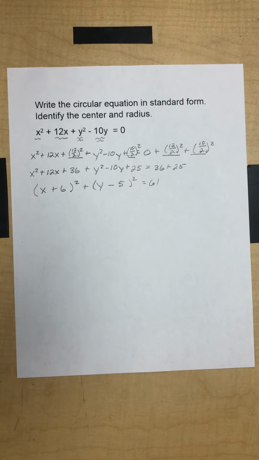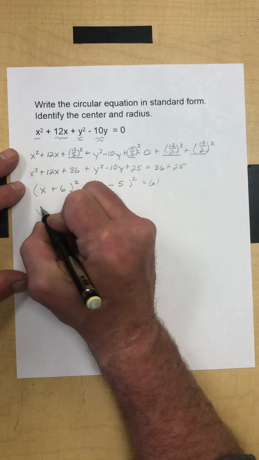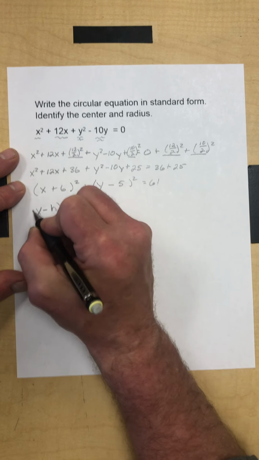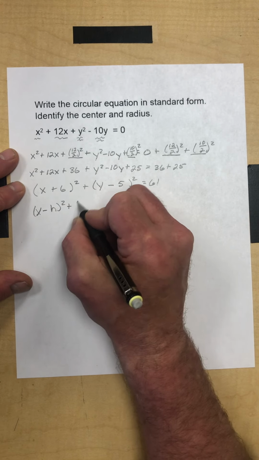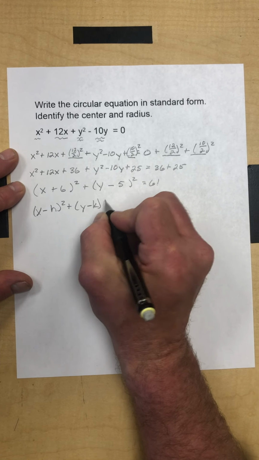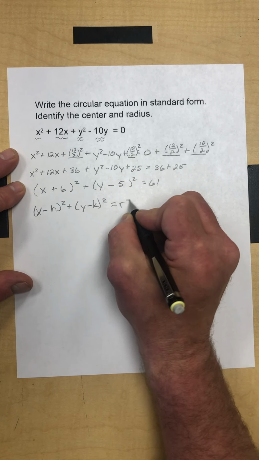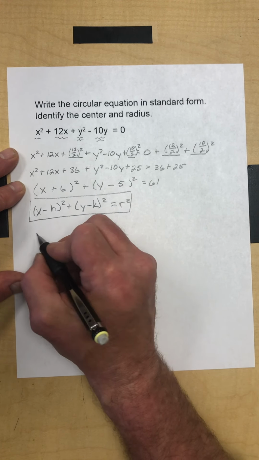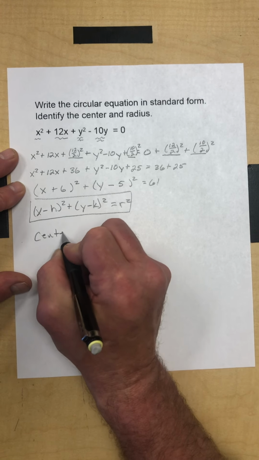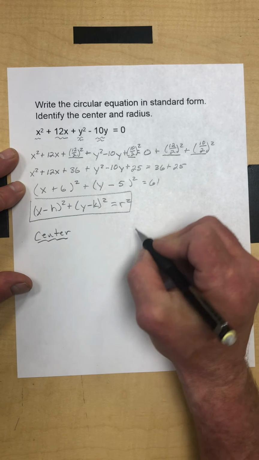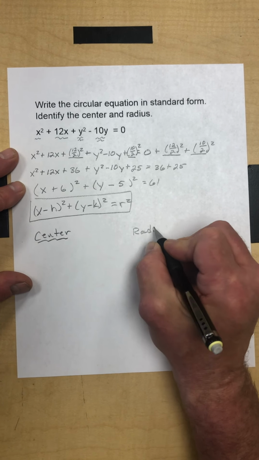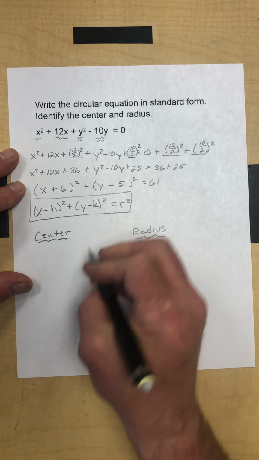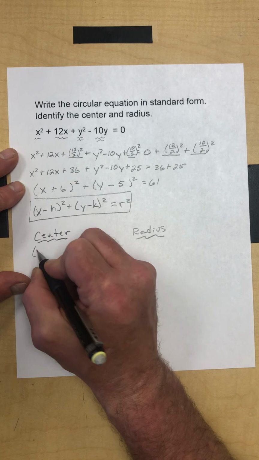Okay, so again, going back to my x minus h squared plus y minus k squared equals r squared. I got to go back to that guy to find my center and my radius. Okay, so my center, okay, my radius.